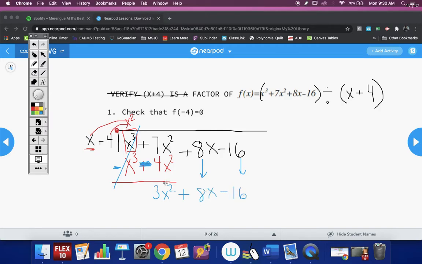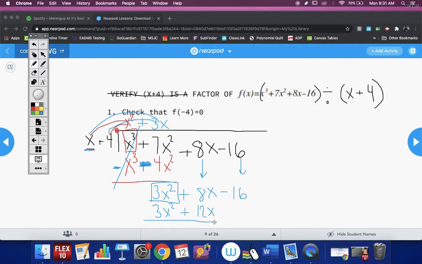Repeat the process, right? I say, all right, what do I need to multiply x by in order to get 3x squared? Well, I'm going to multiply it by 3x. And that'll give me, when I multiply, 3x times x gives me 3x squared, which I wanted. And then 3x times 4 gives me 12x.